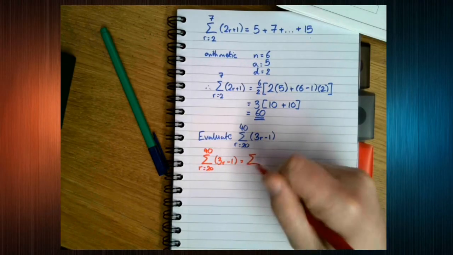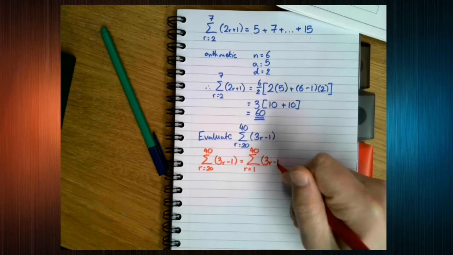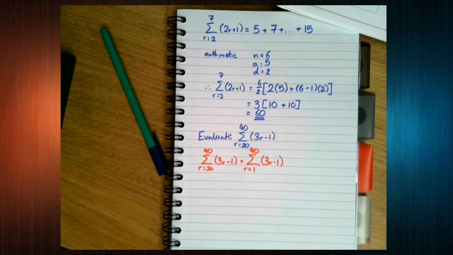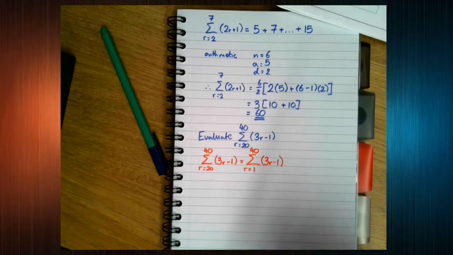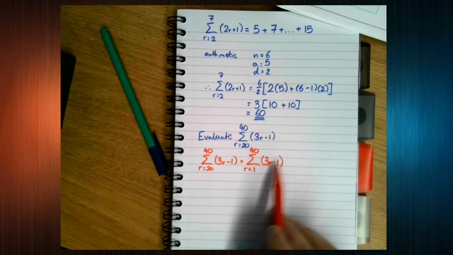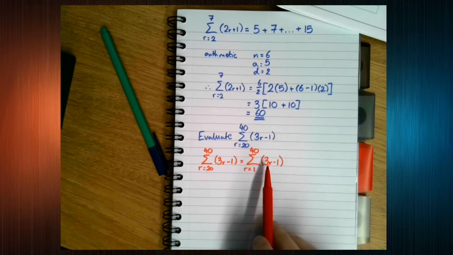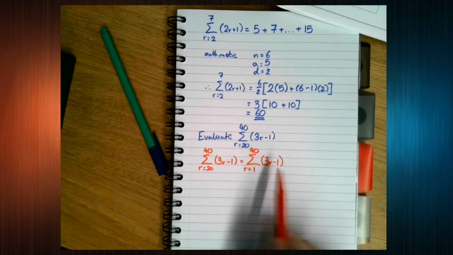Well, we can work out this by using our summations and our formulae from last week. Because this looks like an arithmetic formula. Notice we don't have 3 to the power of r, we've got 3 times r. That means this is arithmetic. So we can work out how many terms we've got. So we've got 40 terms. We can work out the common difference, which is 3. And we can work out the first term.